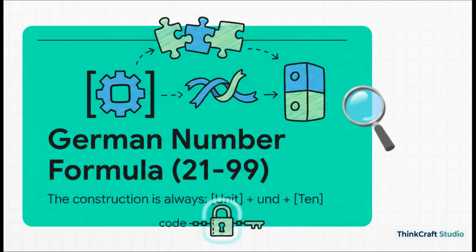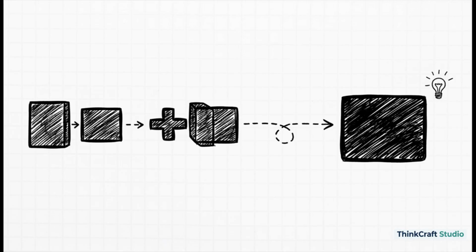So here it is, the secret formula for any number from 21 all the way to 99. The way you build it is always the same. It's the unit followed by und, which just means and, followed by the 10. Unit and 10. That's the code. Let's see it in action. So for 21, we take our unit, 1 for eins, we add und, and then we add 20 for zwanzig. Push it all together into one long word. And what do you get? Einundzwanzig, 1 and 20. It makes perfect sense now, doesn't it?